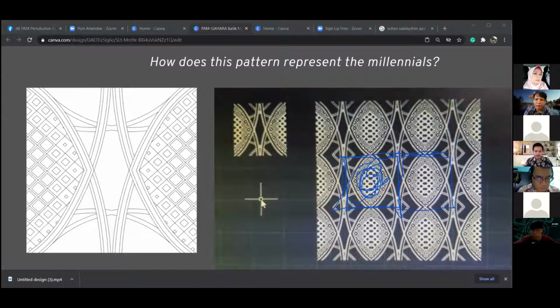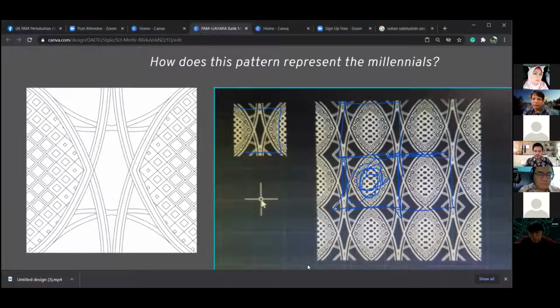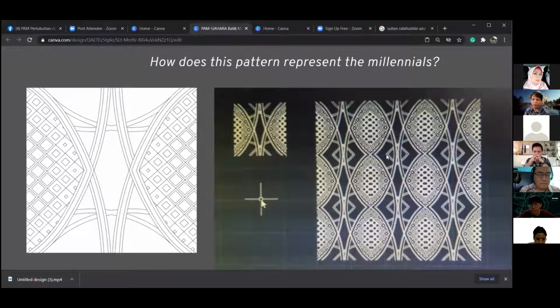So instead of this as one block, maybe this is one block. Yeah. Do you see it? Yeah. Okay. So I think it's interesting. This pattern is interesting. It's just that you need to develop it so it can be used in the batik pattern. Okay. Yeah. All right. Thank you. Okay, we move on to the next one.